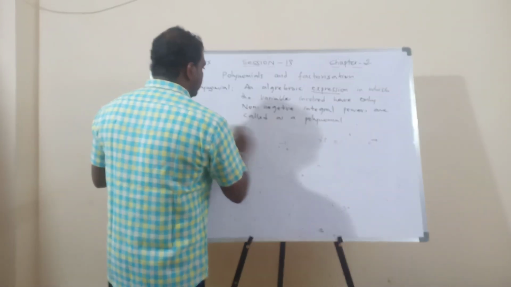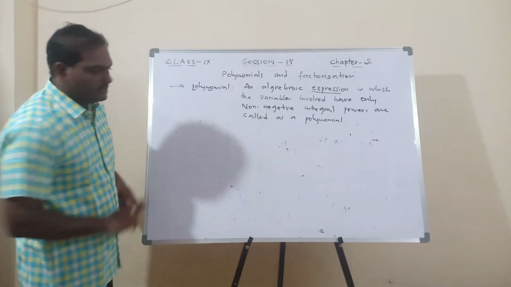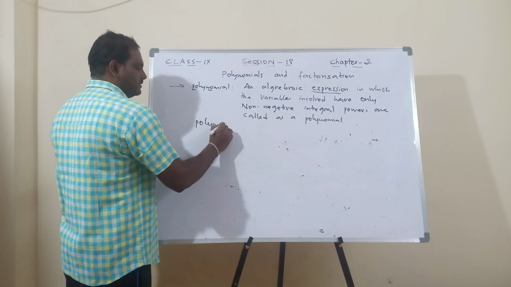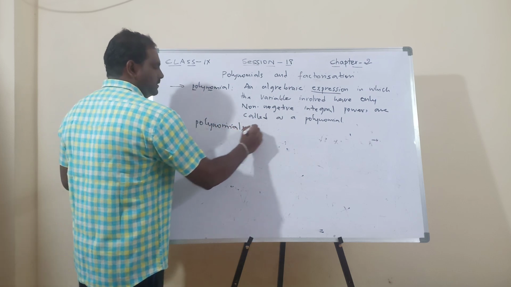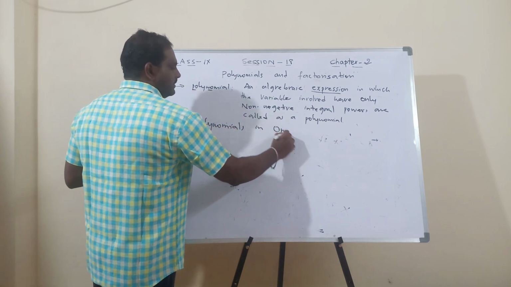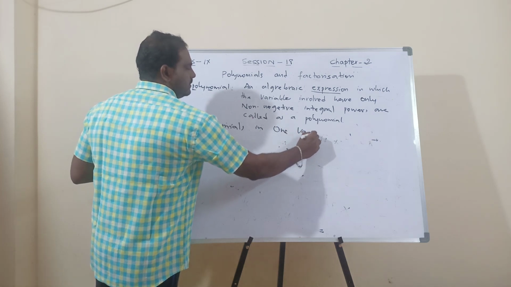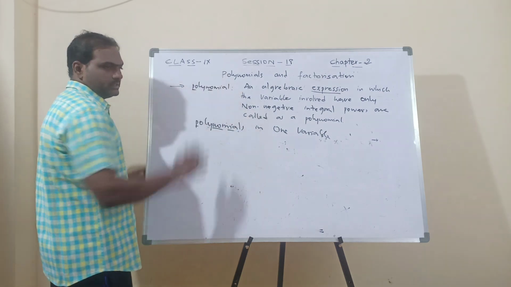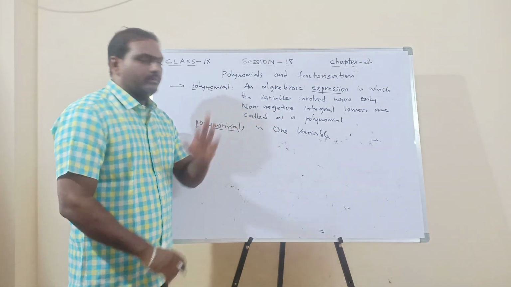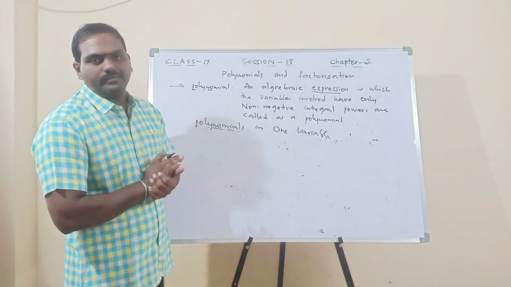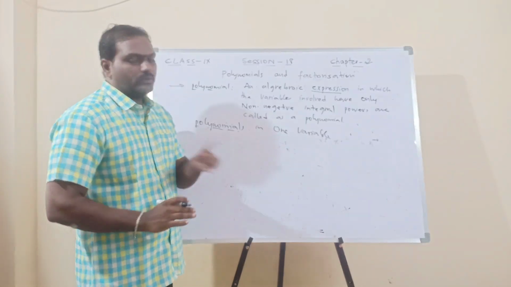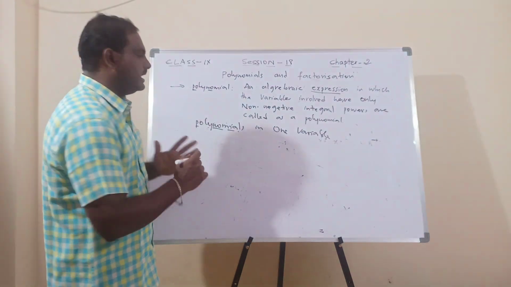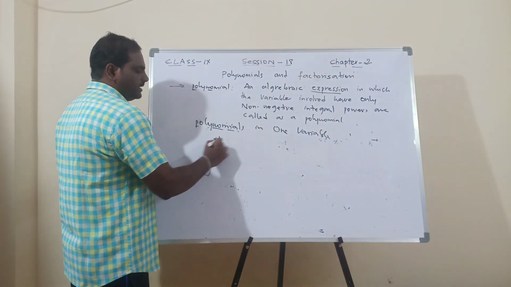Polynomials in one variable. What is the next point? Polynomials in one variable. Very simple. Already we have known what are polynomials. Just now we have discussed. One variable. So variable means any letter from A to Z. So there must be only one variable. So I'll give 5 examples. Let us check which are in one variable or not.